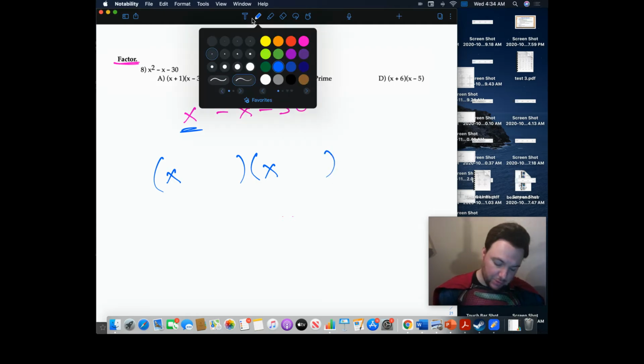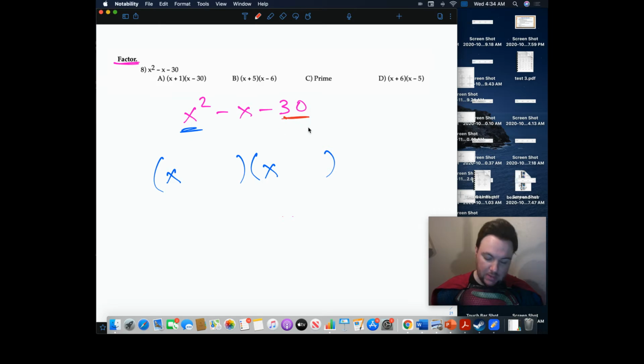The back is the more interesting one. So what times what is 30? Now, my advice to you when you do this, you're just going to pick numbers. Okay, first thing that pops into your head, write down. I'm going to try 6 and 5. And we've had some conversations about this.